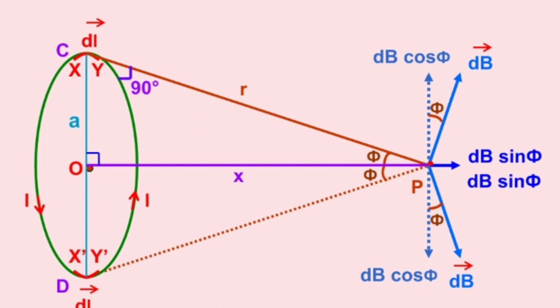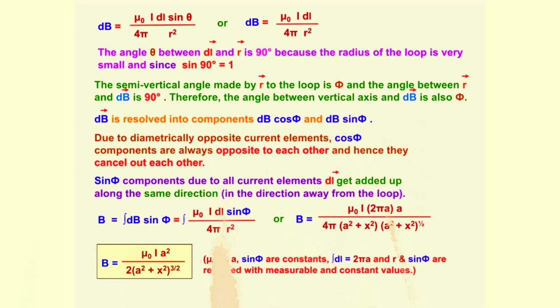components. As you can see here on the board, the total field B equals the integration of dB sin phi, which is equal to the integration of, now we put the value of dB from above, that is mu naught upon 4 pi I dl sin theta upon r square. We also put the value of sin phi from there, and so we get the expression mu naught I 2 pi a square upon 4 pi, and we are putting the value of r as a square plus x square whole under the root, that means power half. So we put this value and get the final expression.